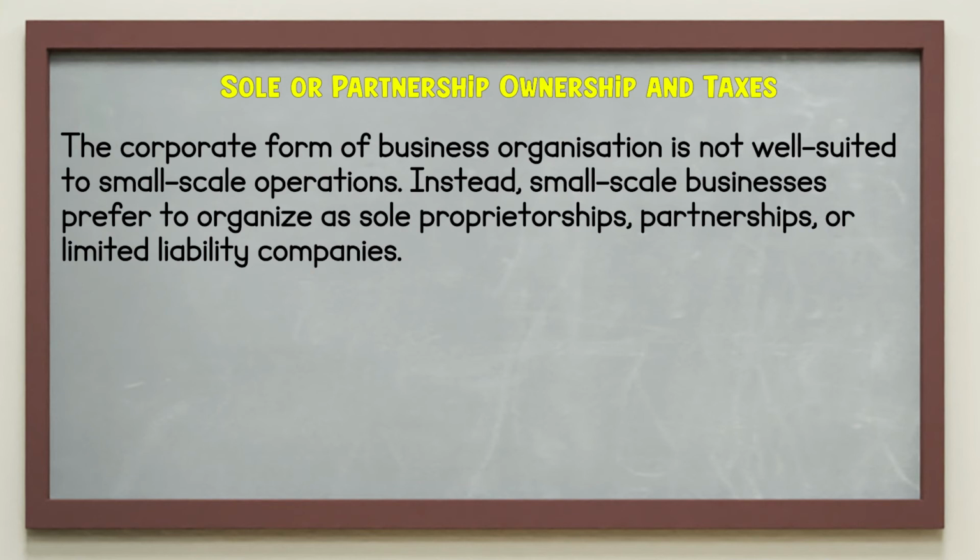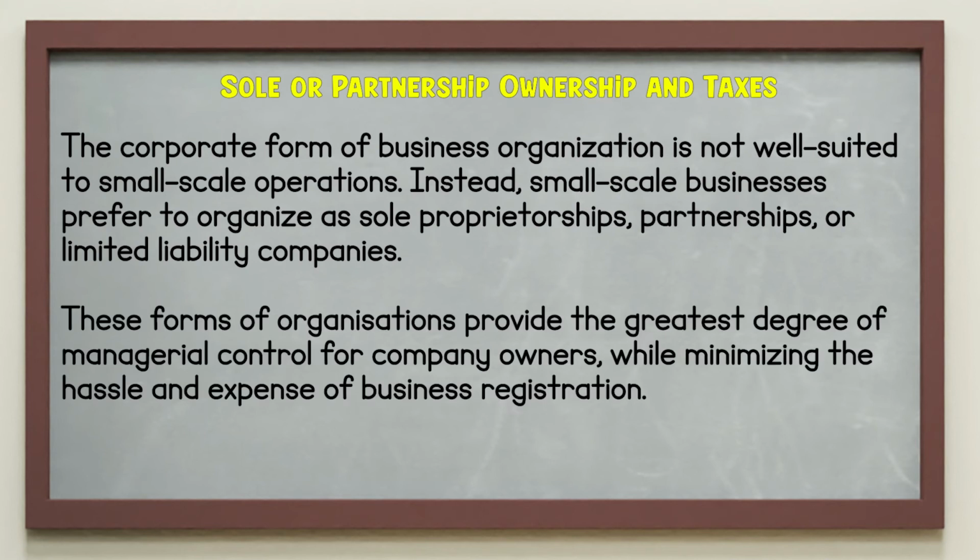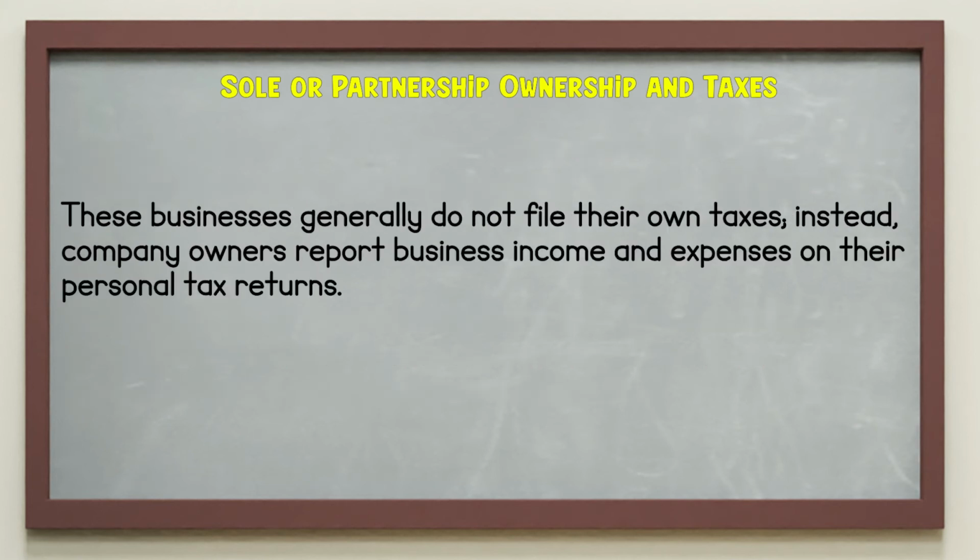Sole or partnership ownership and taxes. The corporate form of business organization is not well suited to small-scale operations. Instead, small-scale businesses prefer to organize as sole proprietorships, partnerships, or limited liability companies. These forms of organization provide the greatest degree of managerial control for company owners, while minimizing the hassle and expense of business restrictions. These businesses generally do not file their own taxes. Instead, company owners report business income and expenses on their personal tax returns.